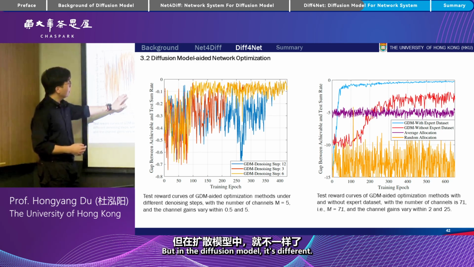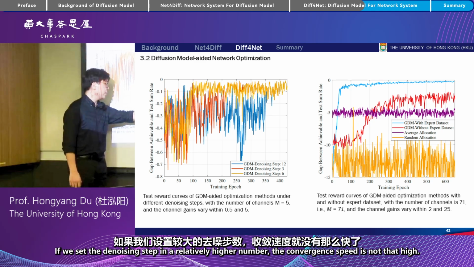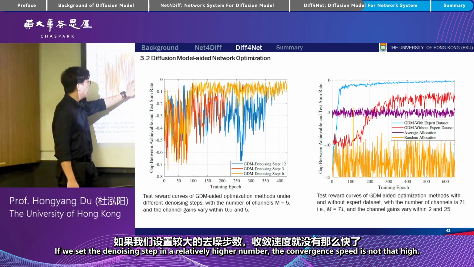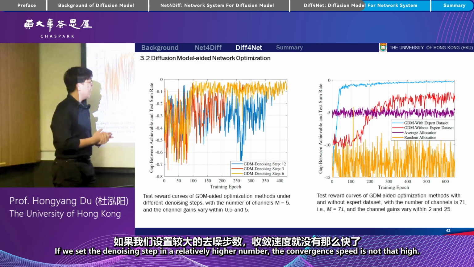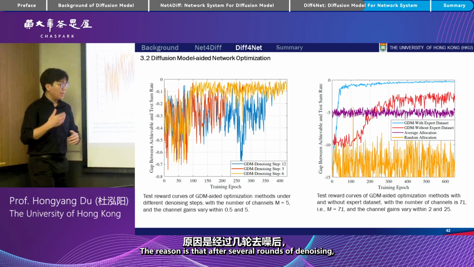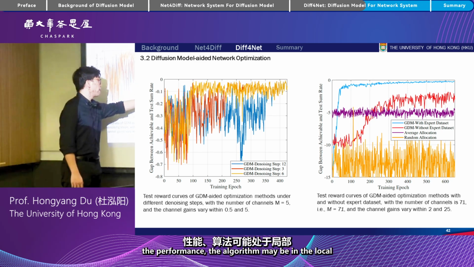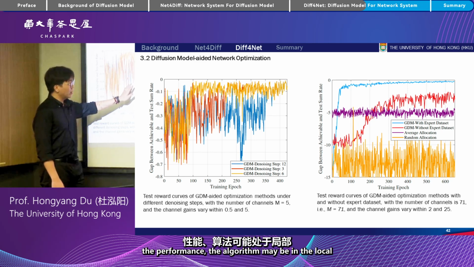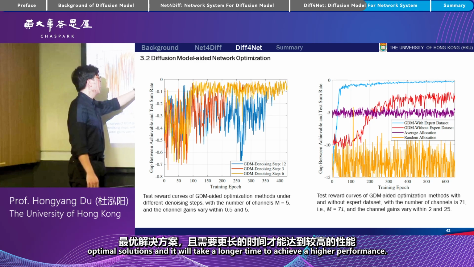But in the diffusion model, it's different. If we set the denoising step to a relatively higher number, the converged speed is not that high. The reason is that after several rounds of denoising, the algorithm may be in a local optimal solution, and it will take a longer time to achieve higher performance.